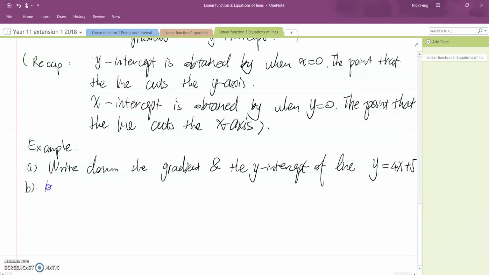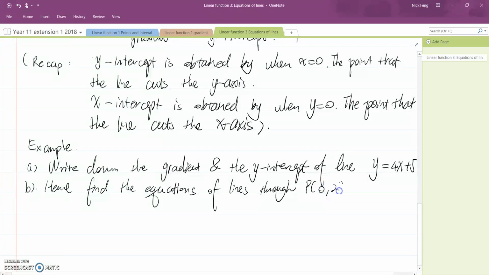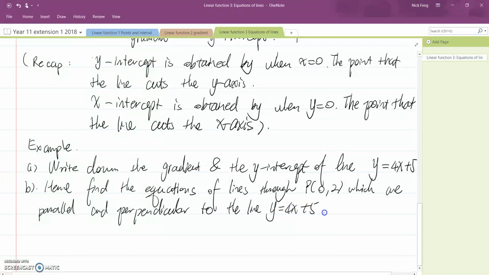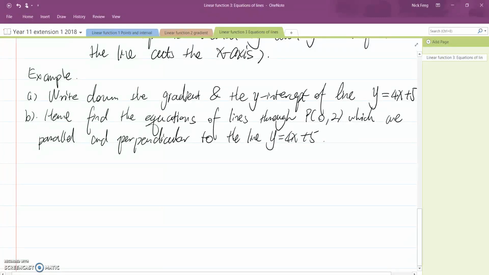Part B. Hence, find the equation of lines through a point P with coordinates (0, 2), which are parallel to, and perpendicular to, the line y equals 4x plus 5. Okay, you might pause the video to copy this down, but I'll just continue.